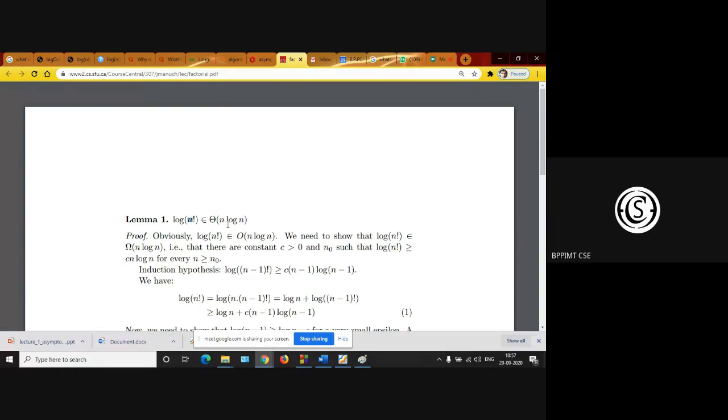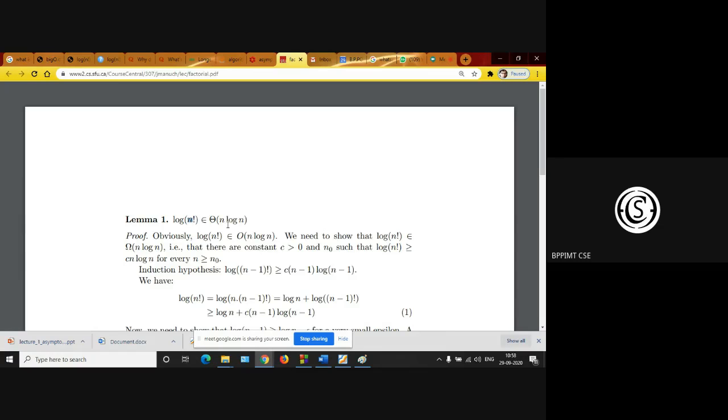Similarly, 5n square is big O of n square. At the same time 5n square is big omega of n square, so we can say that 5n square is big theta of n square. Okay, so lg n factorial is big theta of n lg n. Okay, is it fine?